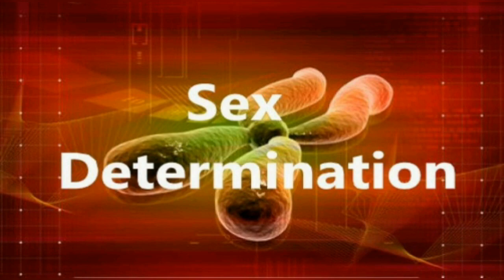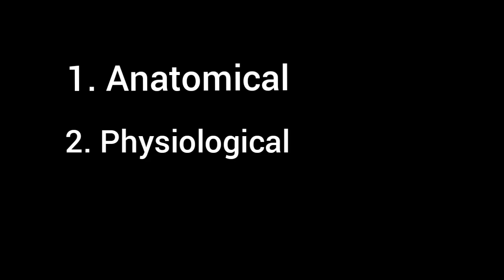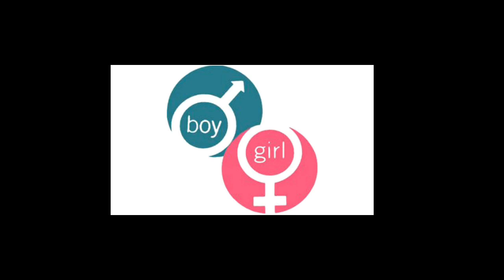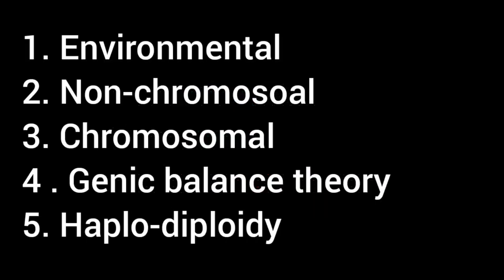So let's get started. Students, although there are various anatomical and physiological ways to distinguish male from a female, like environmental, non-chromosomal, chromosomal, also we have a genic balance theory, and last is haplodiploidy. But out of all those ways, I would say that the simplest way is chromosomal basis of sex determination.